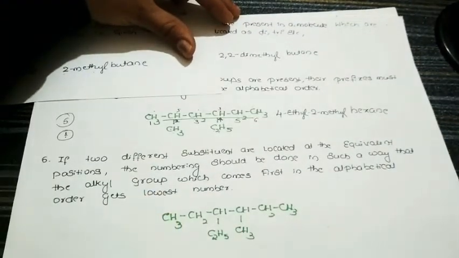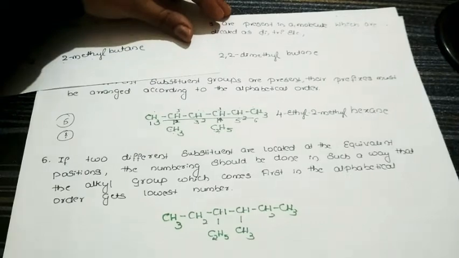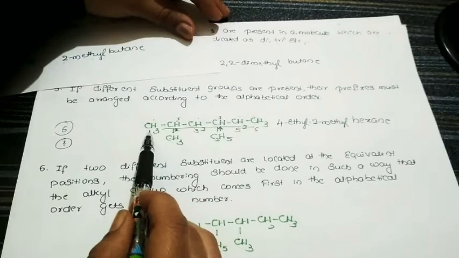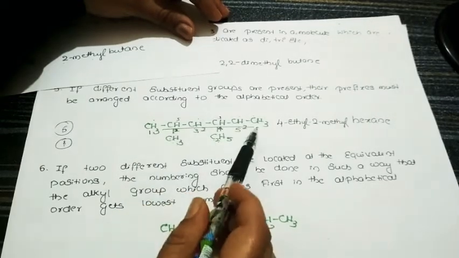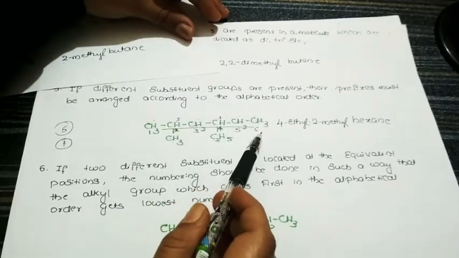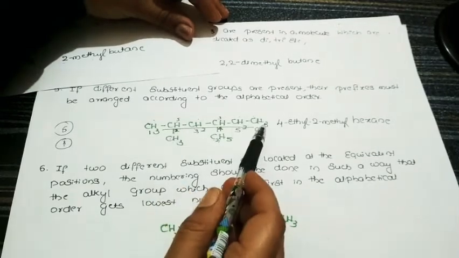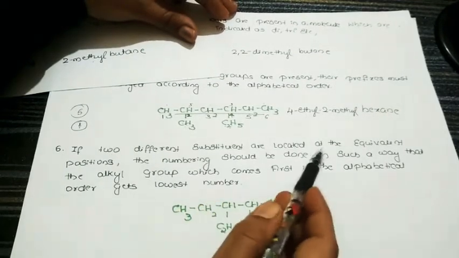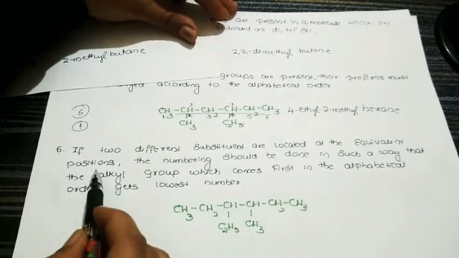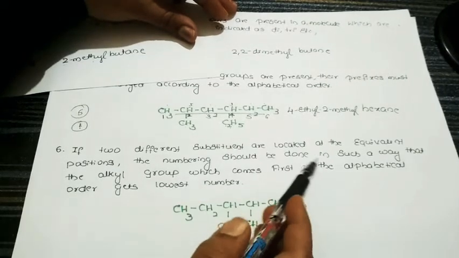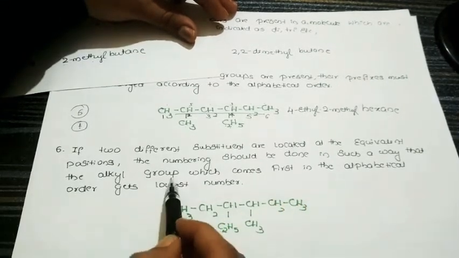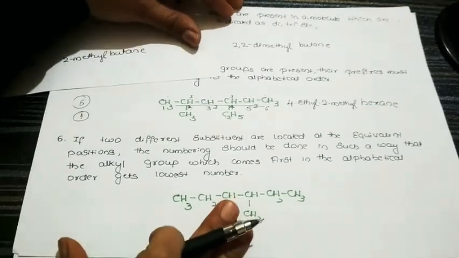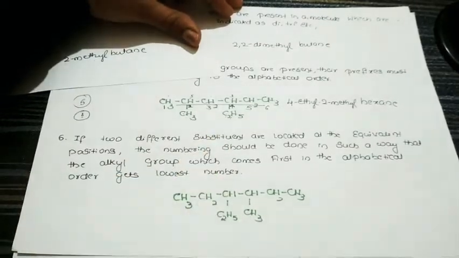Now let us go with another rule that you might have observed: the substituents from this side are at an unequal distance. From here it is at the second position, from here it is at the third position. Now if two different substituents are located at equivalent positions, the numbering should be done in such a way that the alkyl group which comes first in alphabetical order gets the lowest number. So dear students, I'm going to give that rule explanation over here.